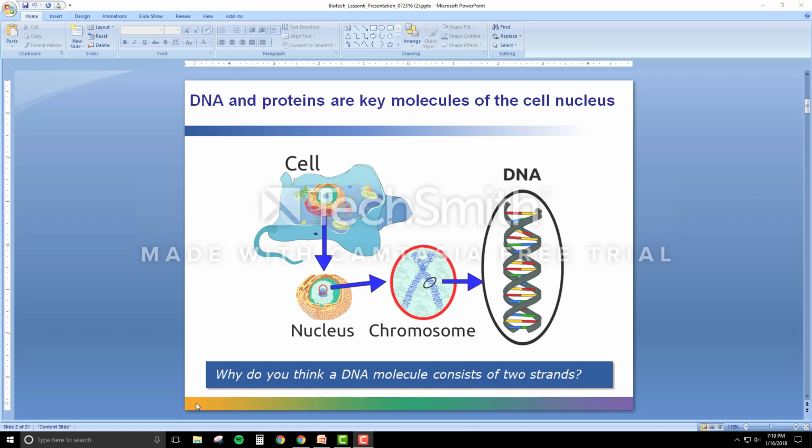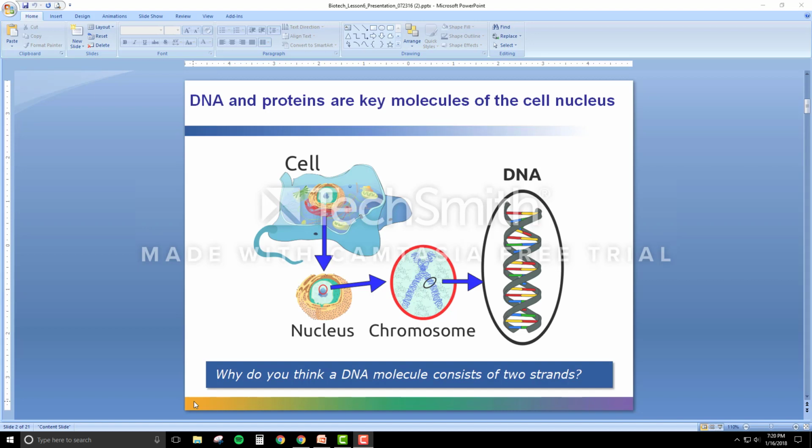So the question at the bottom asks, why do you think DNA molecules consist of 2 strands? And this is something that we've also talked about. But the primary function of DNA is to store and transmit genetic information. And so it's a really important molecule. In order to accomplish that function, DNA has to have 2 properties. It has to be stable, and we have to reduce the possibility of damage to the molecule because it is so important, because it encodes all of your genetic information.